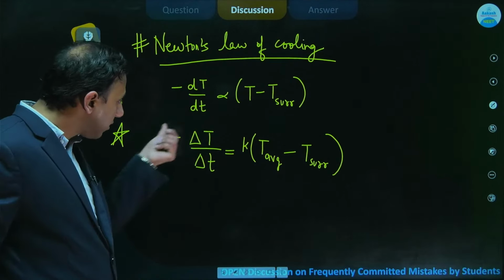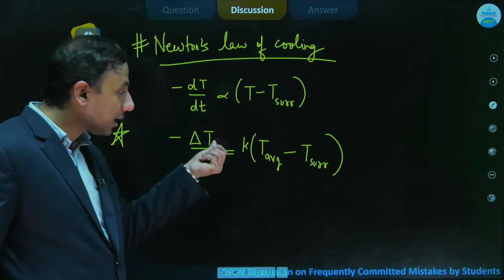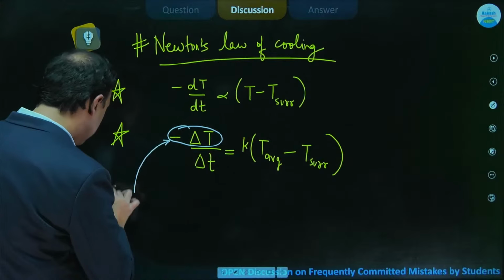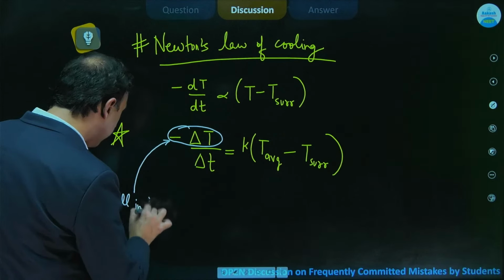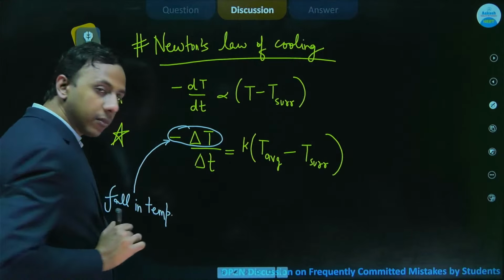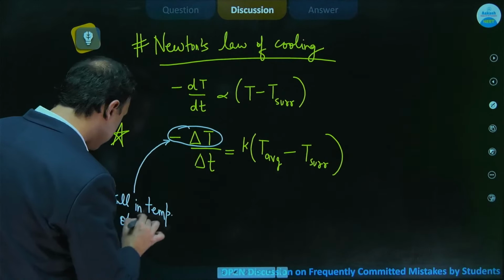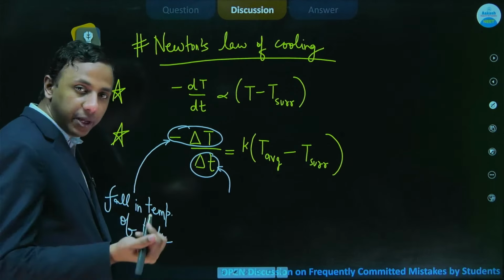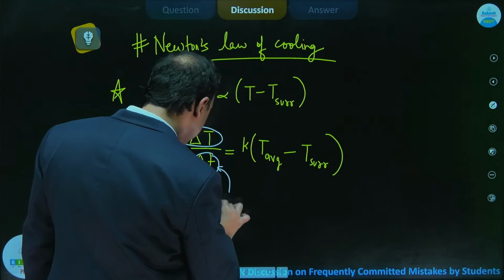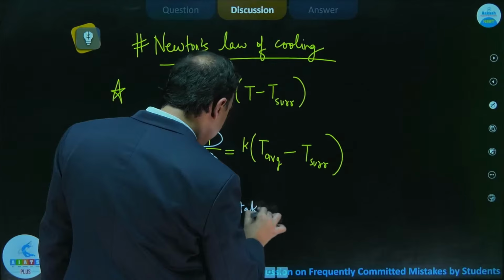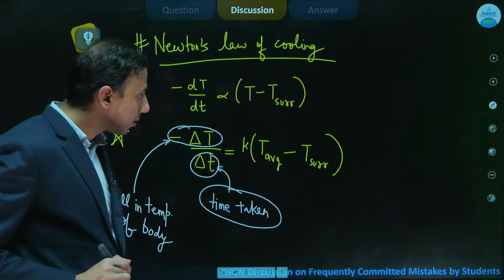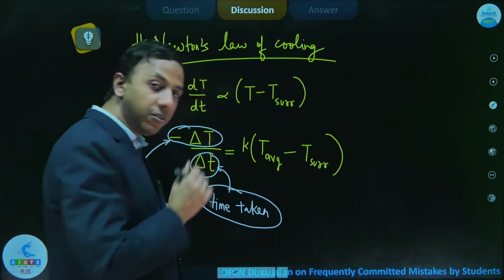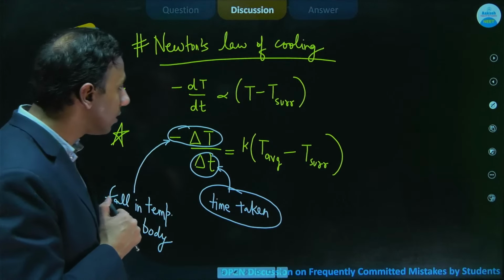What does this signify? Minus delta T. If you want, I can write it over here. This, my dear friends, is your fall in temperature of body. And what does this signify? Time taken for that fall in temperature. K, as you know, is constant. This also you know, T surrounding. This is the average temperature of body, T average.